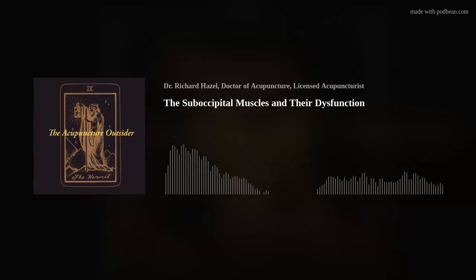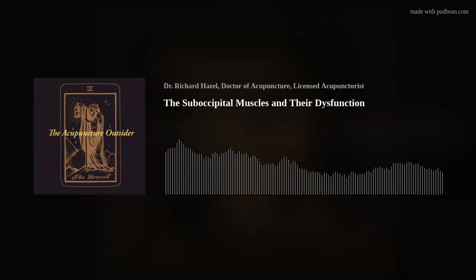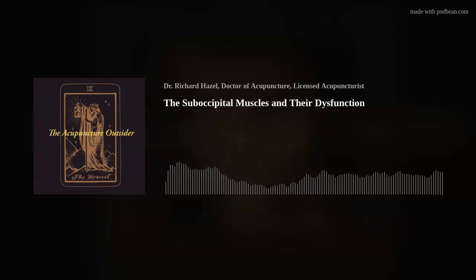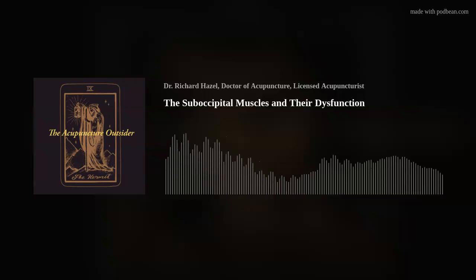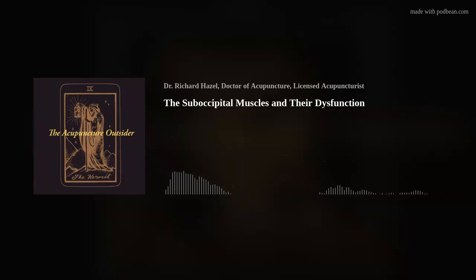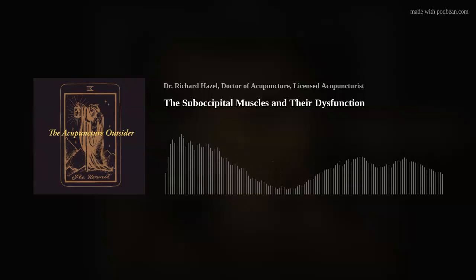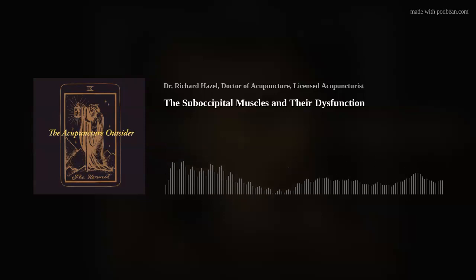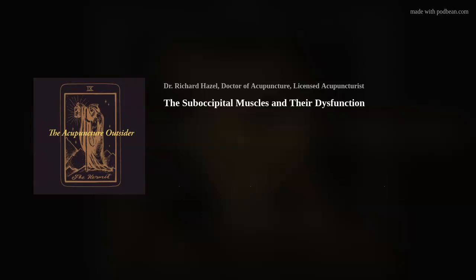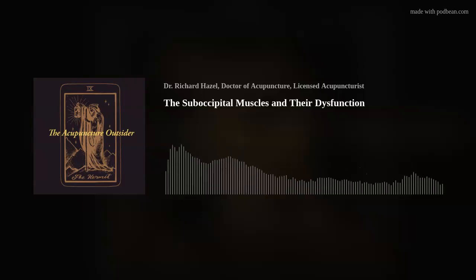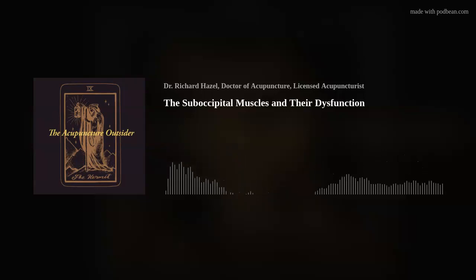Then we have the obliquus capitis inferior. And don't sleep on this one. This one is, I think, possibly the most important for headaches. And I'll tell you why. It goes from the spinous process of C2, so that's the first one you can palpate. And then it originates at the transverse process of C1, the atlas. So it goes at an angle. Now, why is this more important than the other two, in my opinion, for headaches?